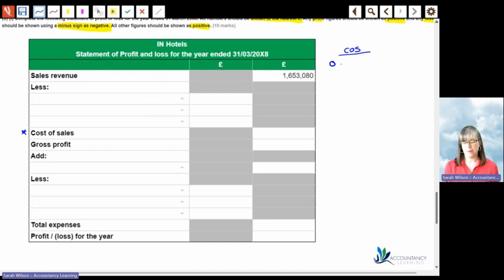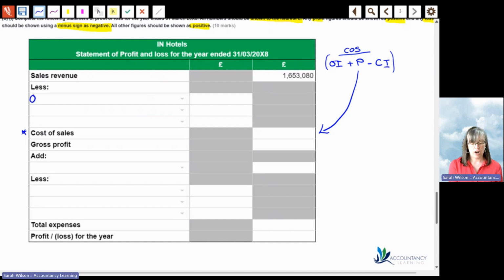It's going to be our opening inventory plus our purchases less our closing inventory. And that gives us our cost of sales. So this figure here is going to be our cost of sales figure. So these 3 items at the top now need to incorporate these 3 here.